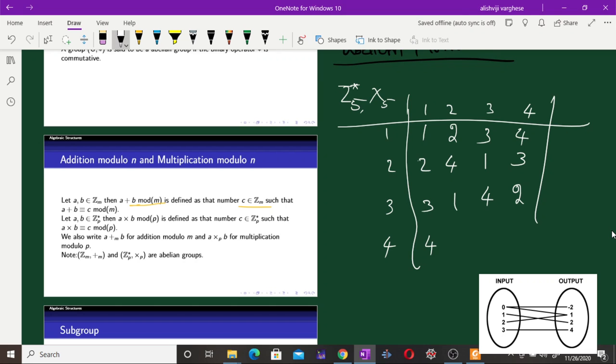4 times 1 is 4. 4 times 2 is 8. 4 times 3 is 12. And 4 times 4 is 16. The remainder obtained when we divide by 5 is 1. Now, that's the tabular representation of the binary operation multiplication modulo 5 on Z5 star. Now, if you look at the elements in the table, all the elements are from Z5 star itself, and therefore it is closed.